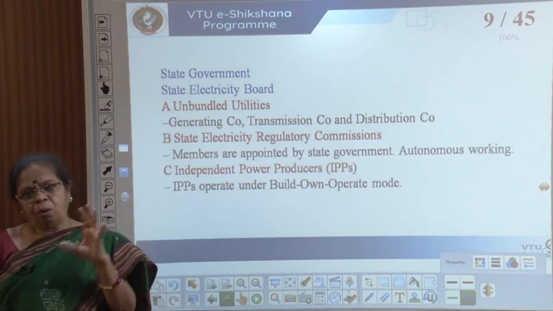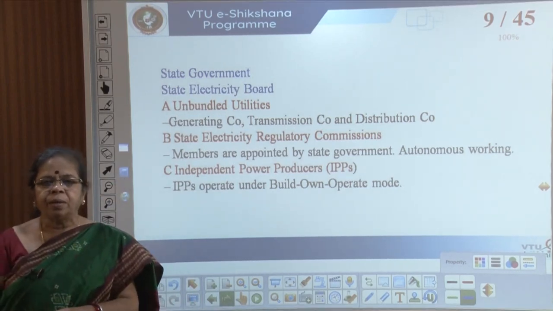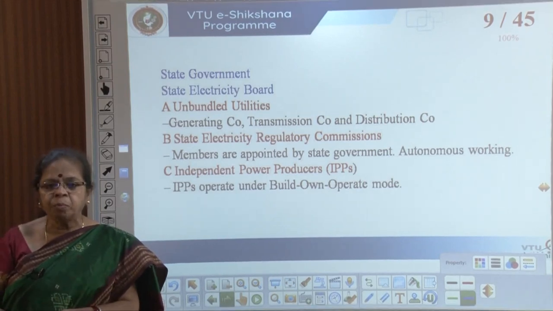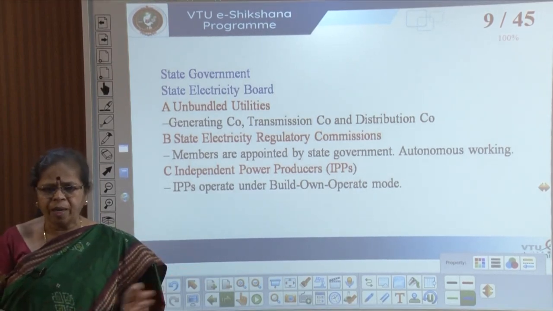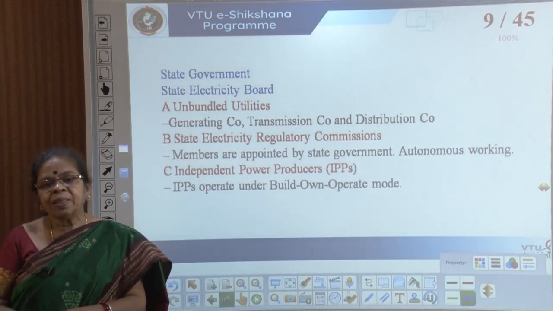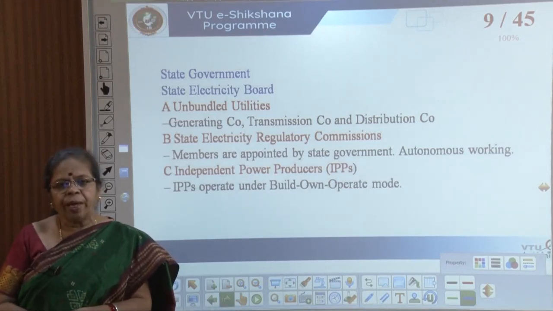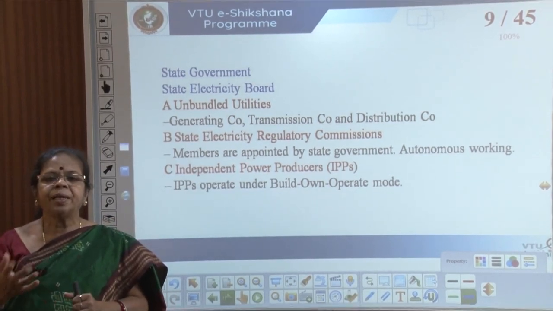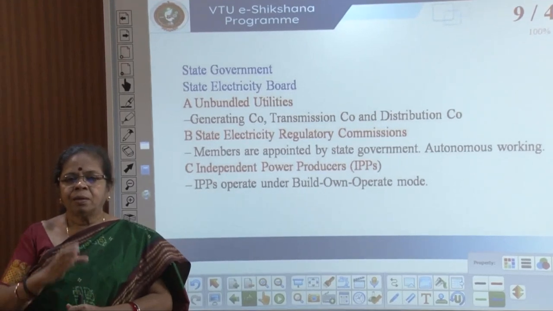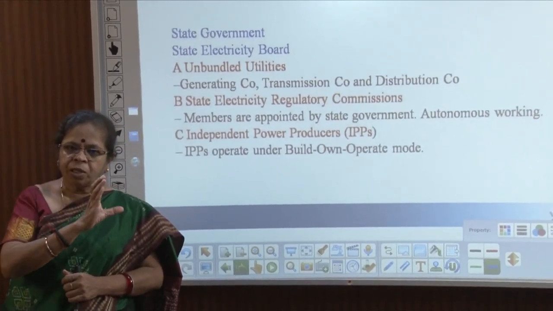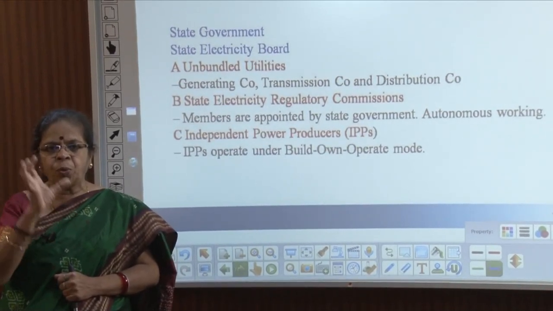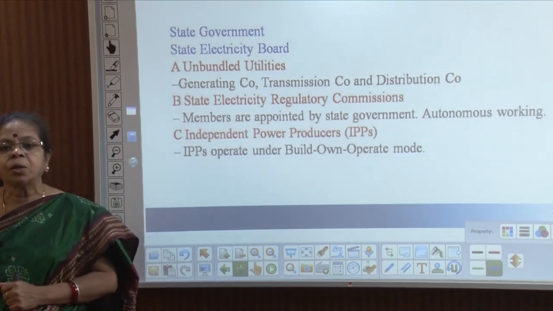Now we saw the central level, the national grid. Now let's come to the state governments. Different states have state electricity boards, which may go by different names. Today these electricity boards are what we call unbundled entities. Unbundled means the generating companies, called GenCos, the transmission companies form a group, and the distribution companies form another group.